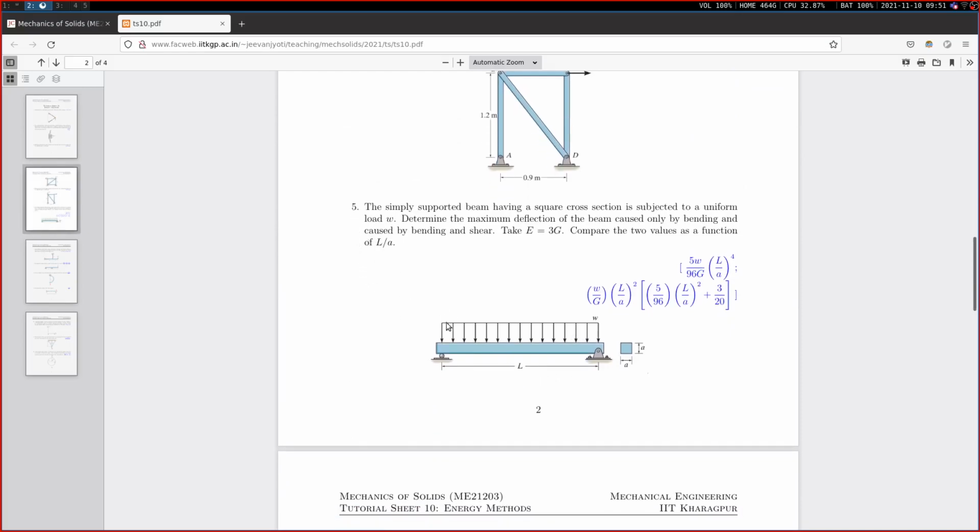You see this question number 5. Here I have asked you to determine the deflection of the beam caused only by bending and caused by bending and shear. So this is the answer that you get considering only the bending, and this is the part that you get considering both bending and shear. Okay, and you will realize that the contribution from the shear is actually very small, very small compared to the bending. That's why usually we neglect it.